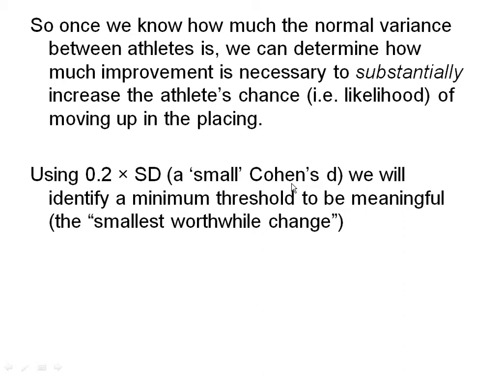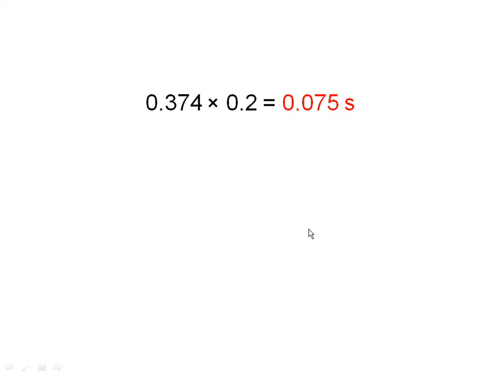So according to Jacob Cohen, in 1988, he developed Cohen's D. What we're going to do is take 0.2, which he determined was a small effect, which we'll refer to in this calculation as the smallest worthwhile change. So if we take the standard deviation times 0.2 equals 0.075, 0.075 seconds is the smallest worthwhile change that we need in order to say, hey, that's a relevant finding. That's big enough for us to really consider.